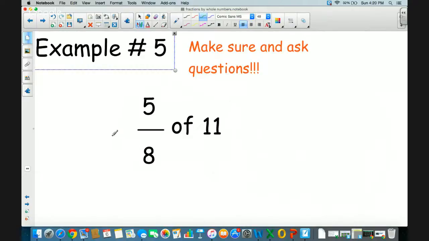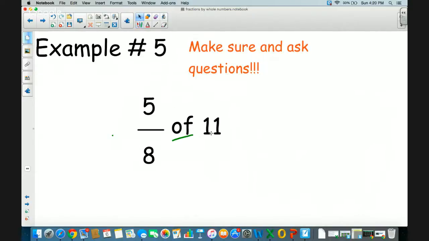Last example for a little while. 5/8 of means to multiply. 5/8 of 11. So 11 is a whole number. It'll have an imaginary 1 underneath it. Okay, now let's multiply straight across. 5 times 11 is 55.